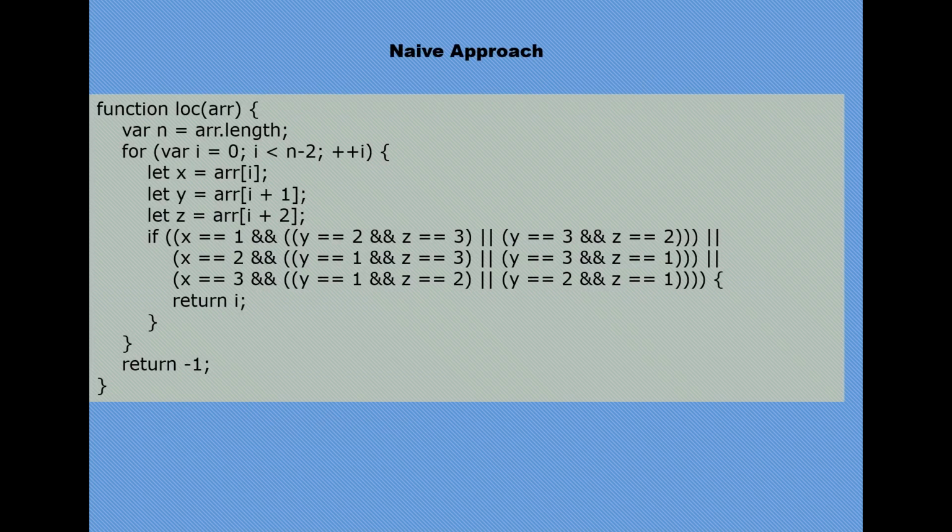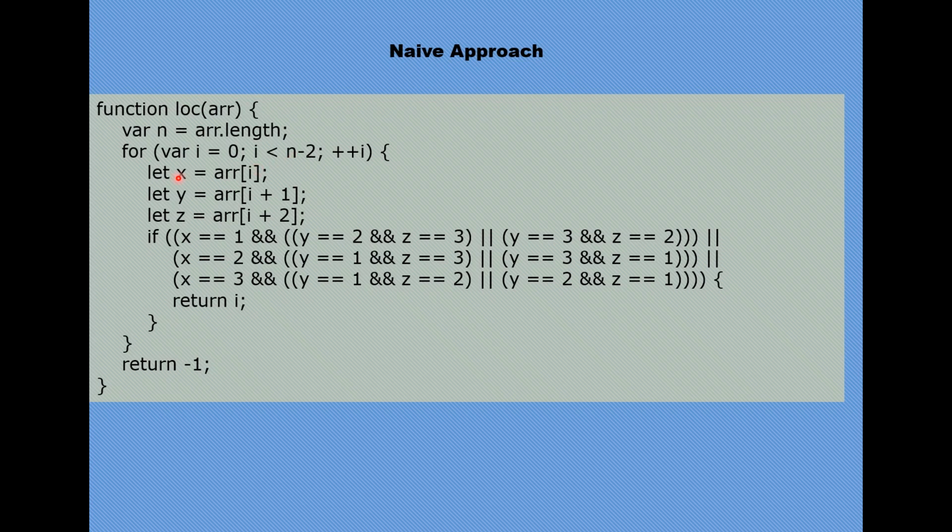So let's see how the naive approach will look like. This is written in JavaScript. This is a JS code. We have named the function as LOC. We are taking the array as an input within the variable ARR. So we are simply looping from I equal to 0 to I less than n minus 2. N minus 2 because we are accessing the next two elements, so we do not want to over index the array.